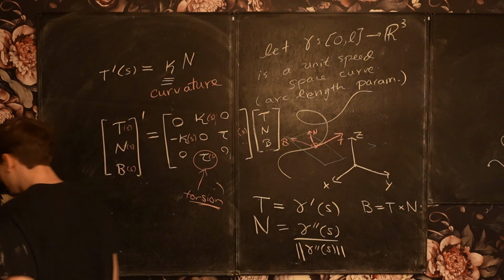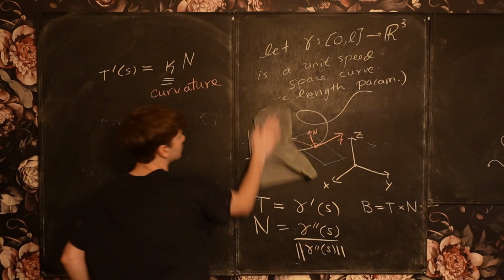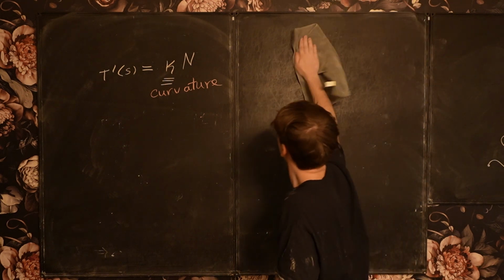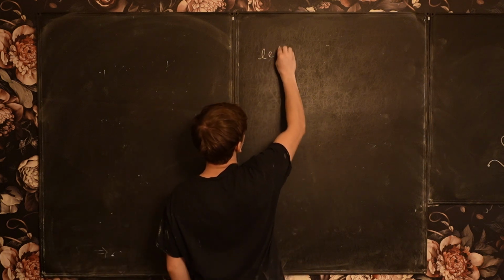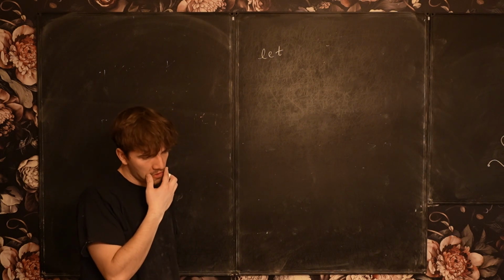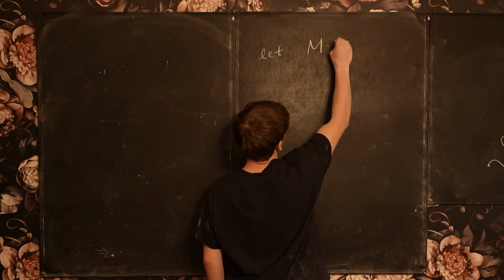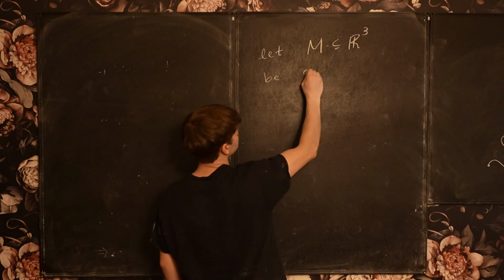Now let's move on to surfaces, okay? All right, so this is where things get really quite interesting, okay? Let M, a subset of R3, be a surface, okay?